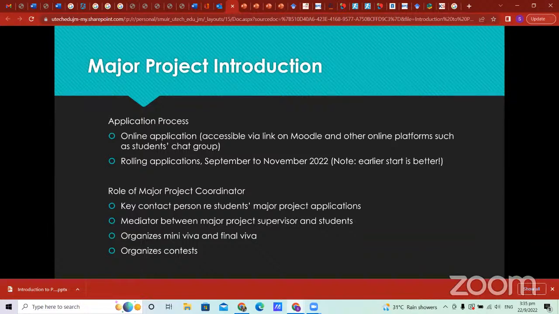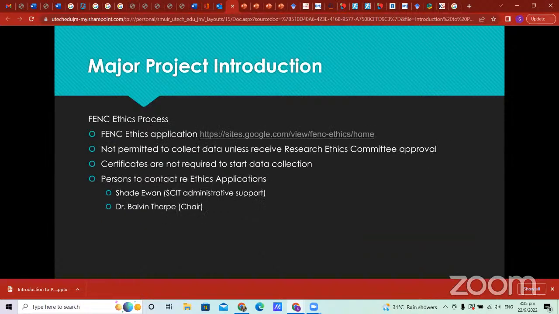So the role of the major project coordinator includes the following: to be the key contact person about students' major project applications, mediator between the supervisor and the students, organizes the mini Viva and the final Viva, organize contests. So we have contests for, in the past, we had for best poster. And going forward, we now have contests for best artifact, that's best prototype, and best paper. And there may be a cash prize, but more on that. That's a bit early in the year for this.